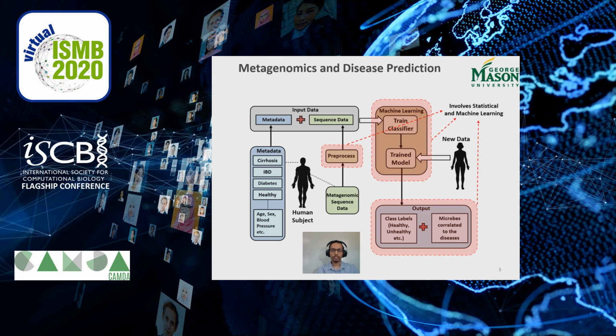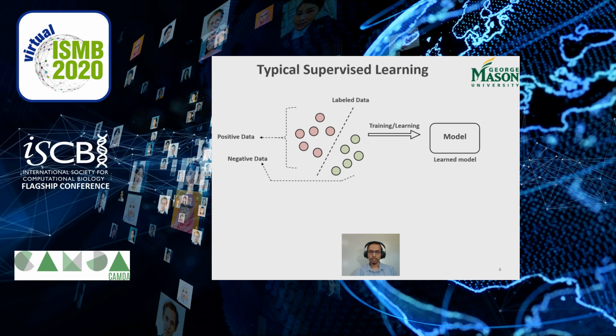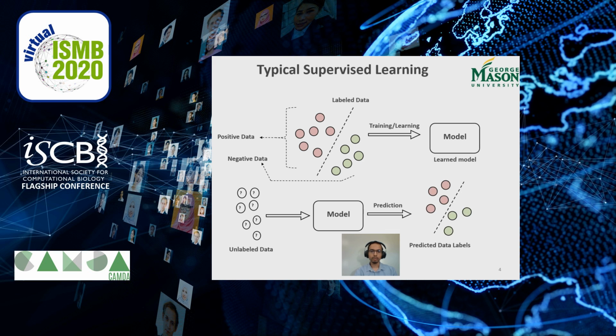In this workflow, these are the three steps where statistical and machine learning are involved. And we'll try to solve this problem using multiple instance learning combined with a deep convolutional neural network. So in a typical supervised learning mechanism, we have labeled data, say these are positive data and these are negative data. We train a model, and if we pass unlabeled data to this model, the model should predict which one is positive and which one is negative.